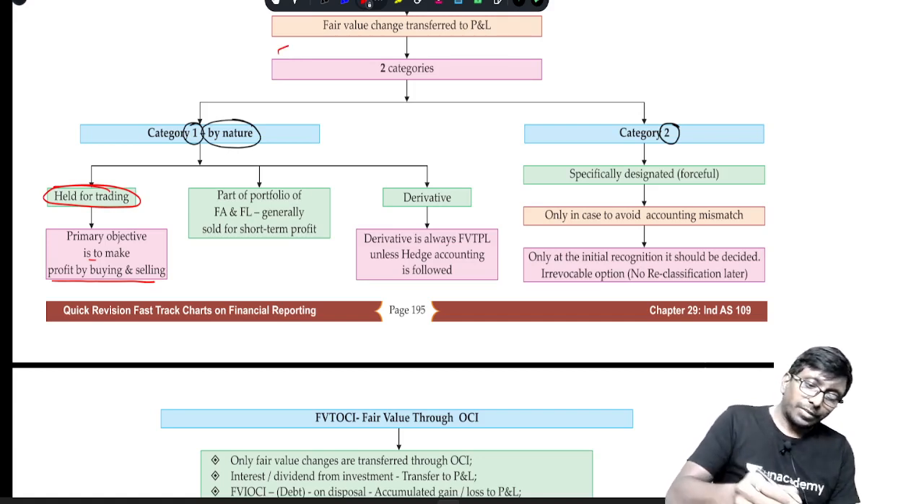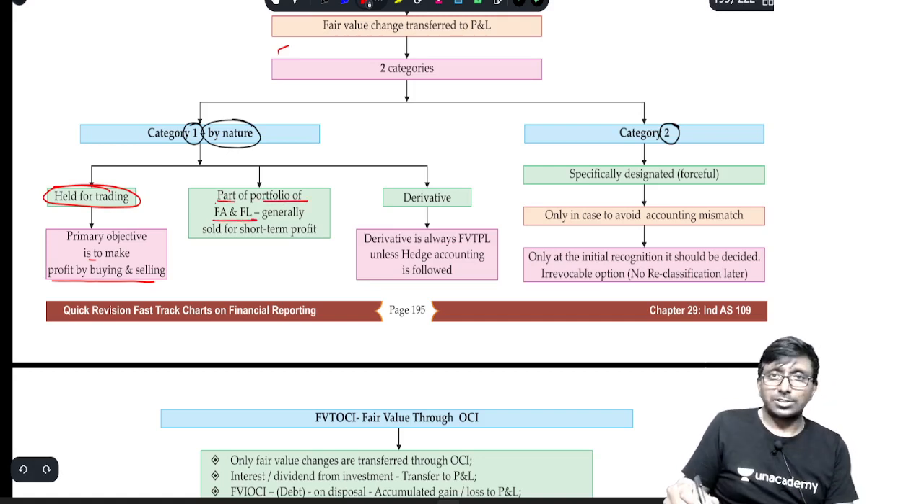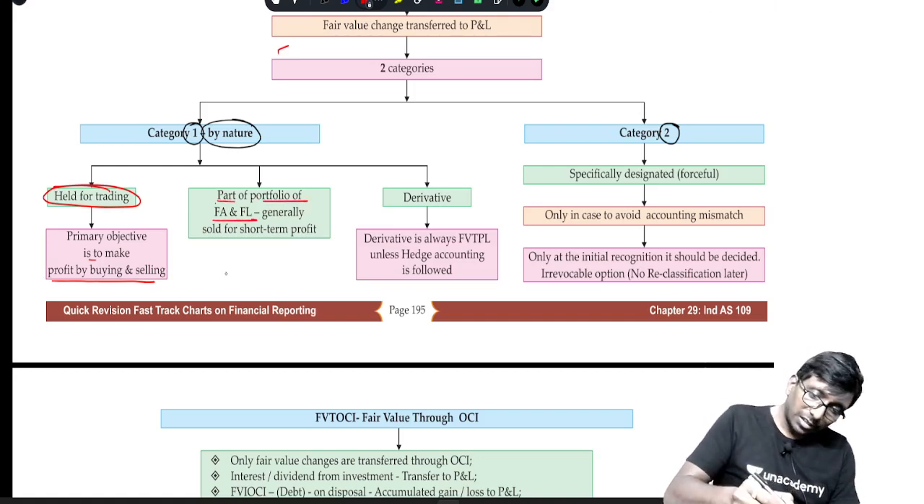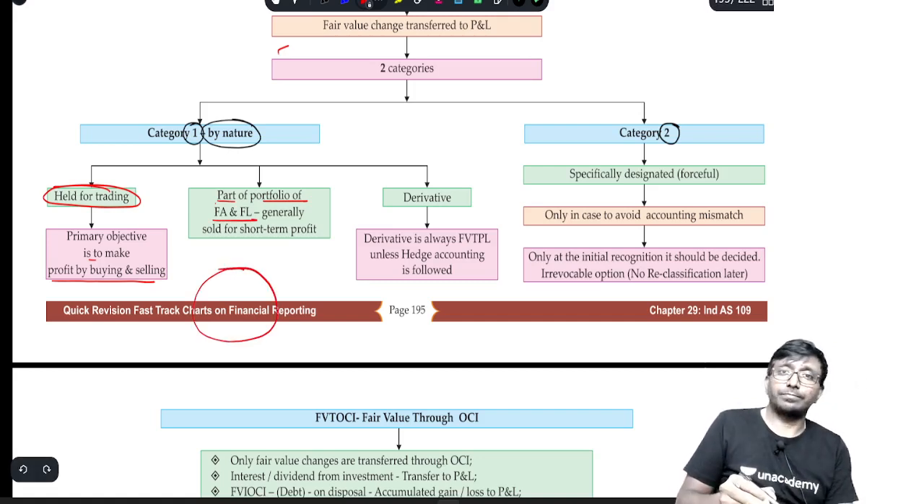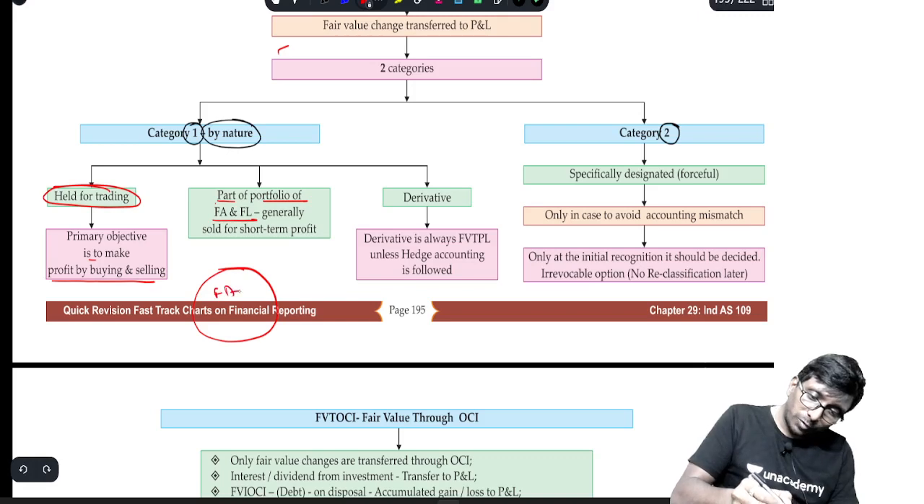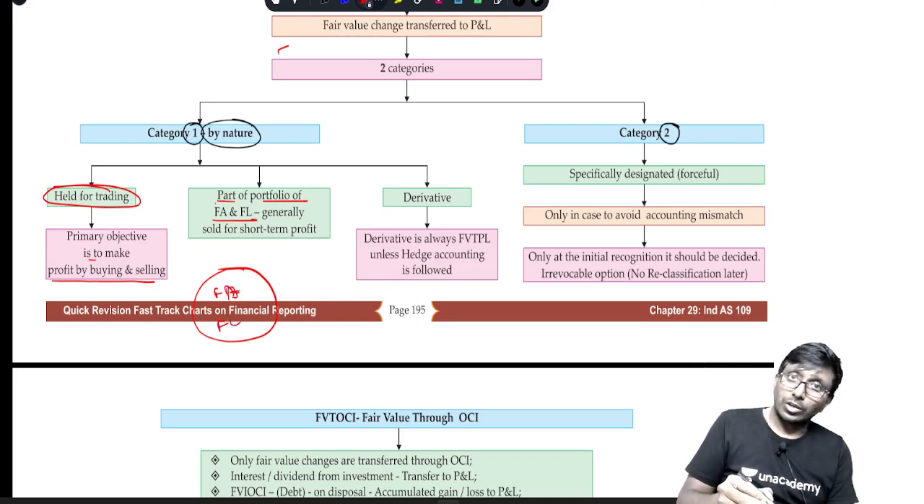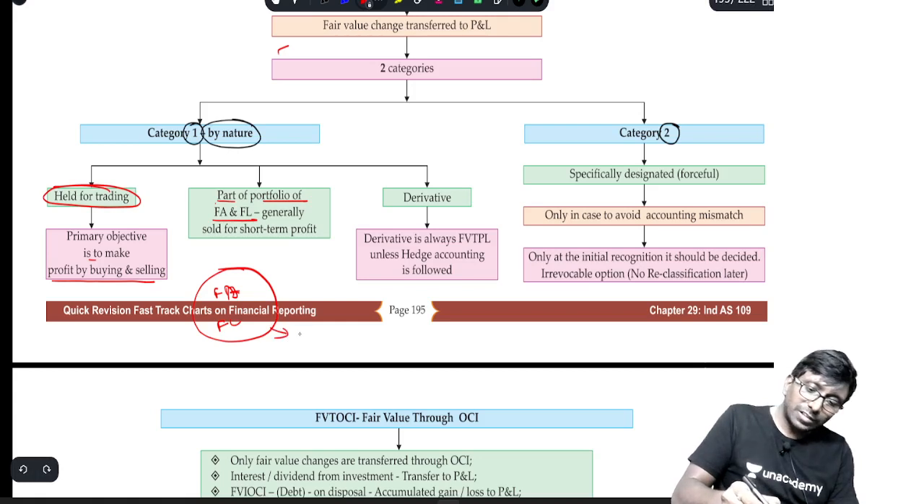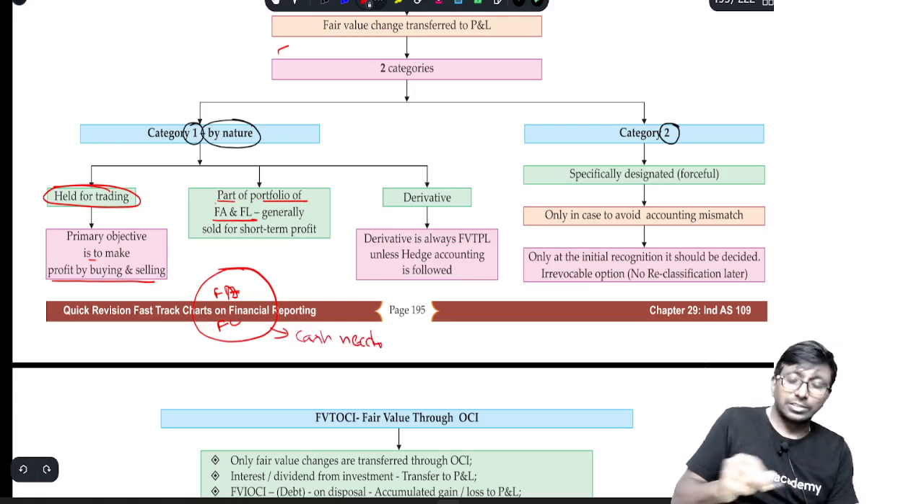Next, it is a part of a portfolio of financial assets and liabilities. Okay sir, I have a portfolio. Portfolio means a group. In the group, what all is there? Financial assets are also there, financial liabilities are also there, sir. What do you do with this group? What is the portfolio meant for? Sir, the portfolio is always meant for my cash needs basically.